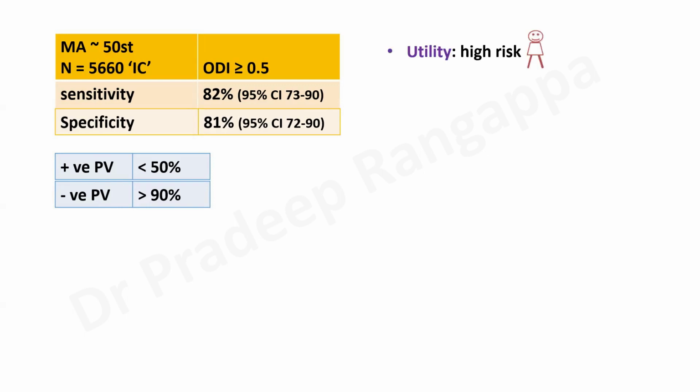And the utility is for high risk patients, which means the clinician must have exercised his clinical acumen in doing this test only for a high risk patient, not for every patient, and in patients with hematological malignancies or solid organ tumors who are on immunosuppression.